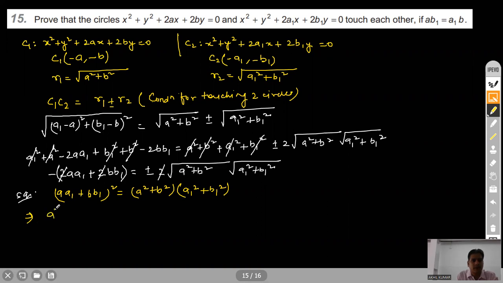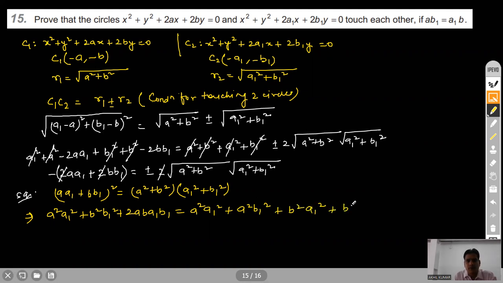So this will be A square A1 square plus B square B1 square plus 2AB A1B1 is equal to A square A1 square plus A square B1 square plus B square A1 square plus B square B1 square. So A square A1 square will be cancelled, B square B1 square will be cancelled. Now we are left with 2AA1BB1 is equal to A square B1 square plus B square A1 square.